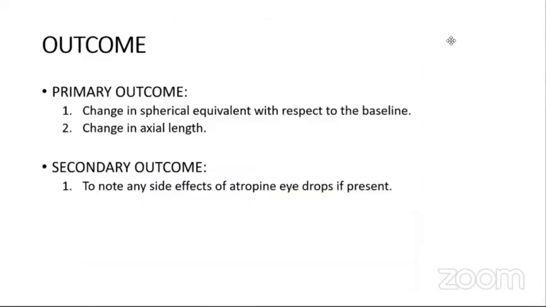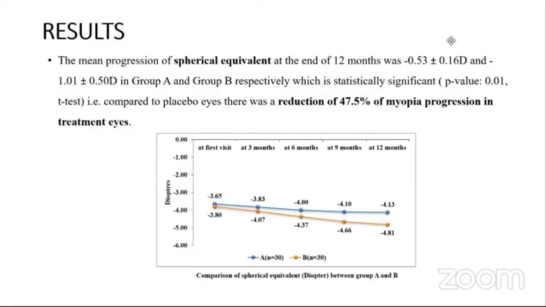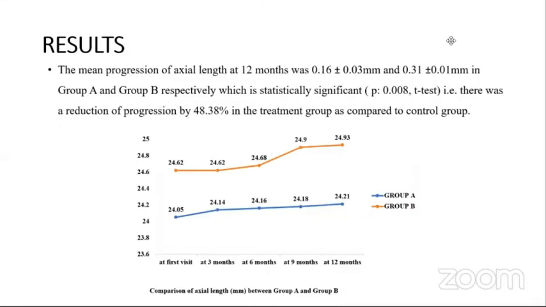The primary outcome in our case was change in the spherical equivalent with respect to the baseline and change in the axial length. Also, we wanted to note any side effects of the atropine eye drops if present. Coming to the results, we observed a mean progression of spherical equivalent at the end of 12 months. There was a reduction of progression of myopia in the treatment group of about 47.5% as compared to the placebo group. In the axial length, at the end of 12 months, there was a decrease in the progression by 48.38% in the treatment group as compared to the control group.